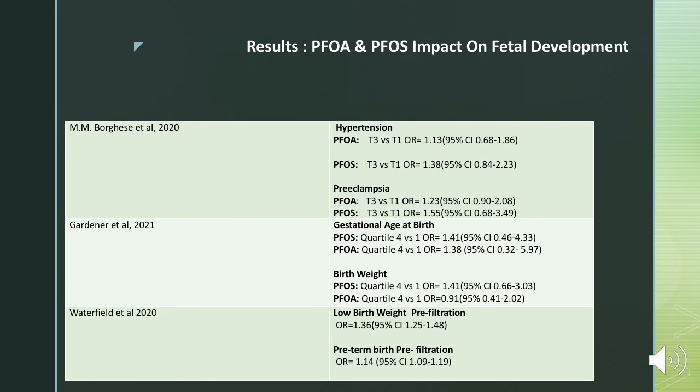This slide shows PFOA and PFOS impact on fetal development. So the table shows the ORs for fetal development outcomes that they measured. Tertiles are used in these studies as well. Only one study had a statistically significant association with the outcome measured, and that was Waterfeld.